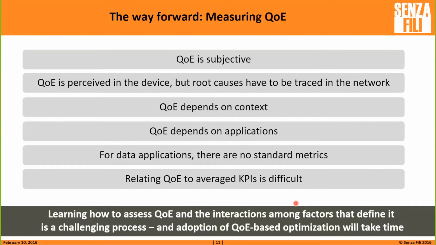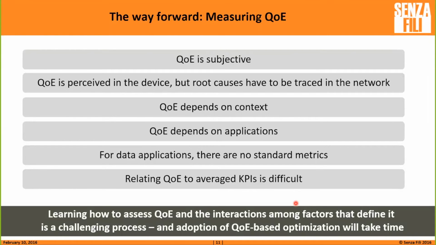QoE is effectively something that is perceived on the device side, but it's also very difficult to measure anything on the device. There are privacy concerns on top of everything, but you want to measure QoE from the network as much as possible. So you need a way to relate QoE to network performance. You need a perspective from the device, but a lot of the data will come from the network. And you need to trace back the cause of a problem.